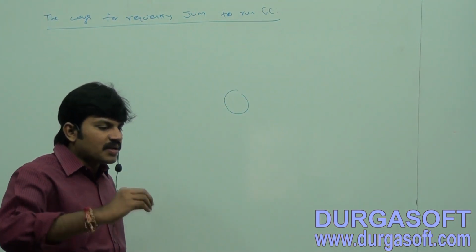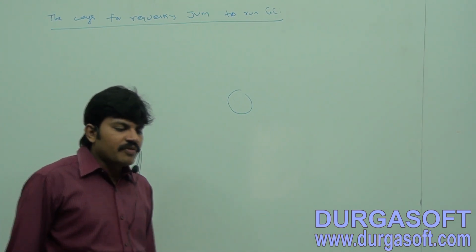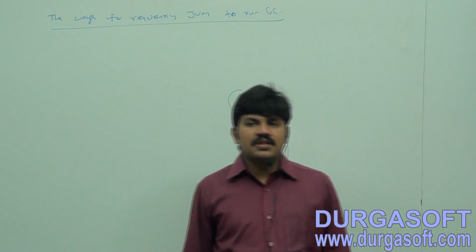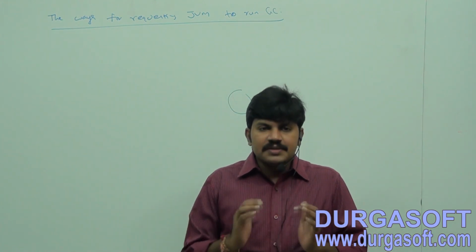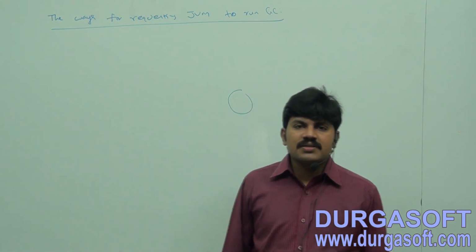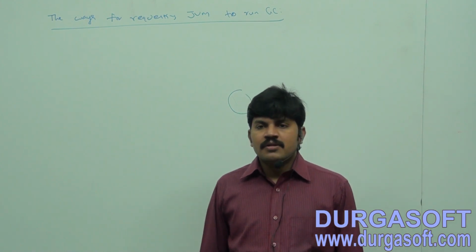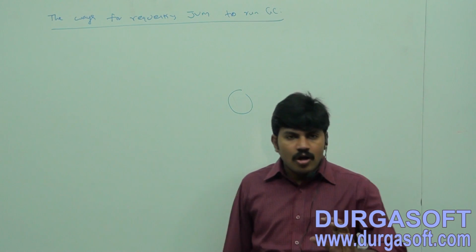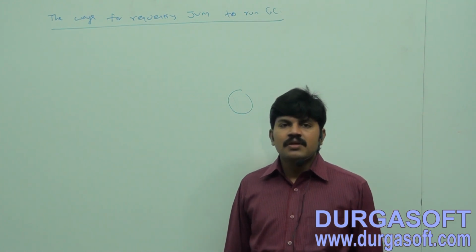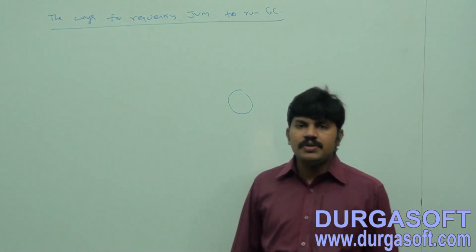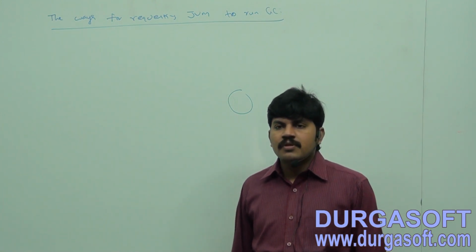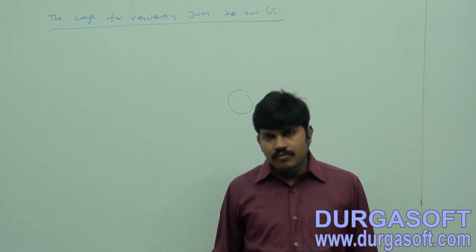Whenever the JVM runs a GC, only then will the objects be destroyed.